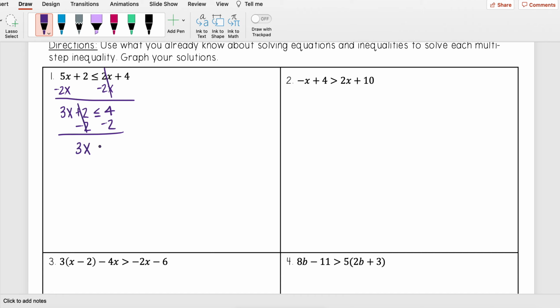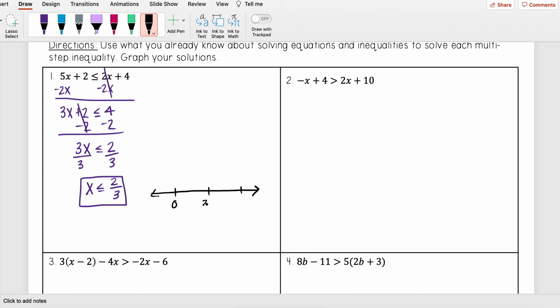So I have 3x is less than or equal to 2. And then I'm going to divide both sides by 3. And so I get that x is less than or equal to 2/3. I'll go ahead and graph that. Since it's less than or equal to, I'm going to have a closed circle, and I want everything smaller than that, so I'm going to draw my arrow to the left.